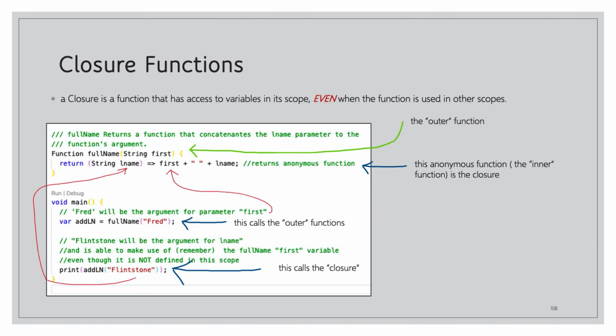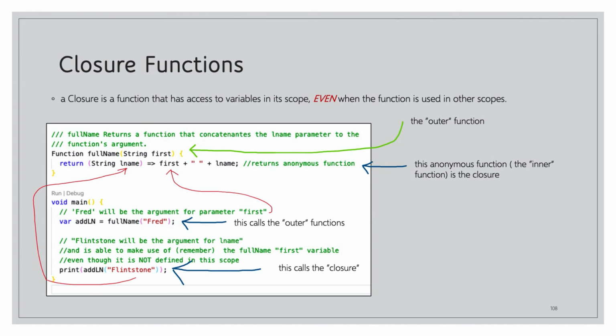So let's look at this carefully. Full name returns a function that concatenates the lname parameter to the function's argument. So we have string lname. You see this is an arrow function, right? First plus space plus lname. This returns the anonymous function, right? It's strange to see that, right? Right in the return statement is our anonymous function. The outer function is full name. The anonymous function, this inner function, is the closure.